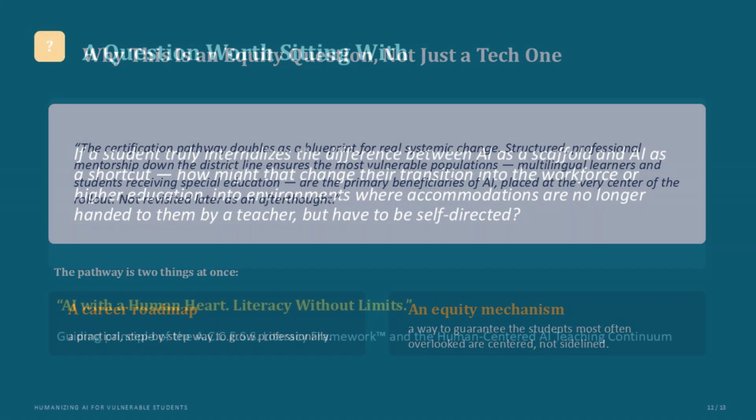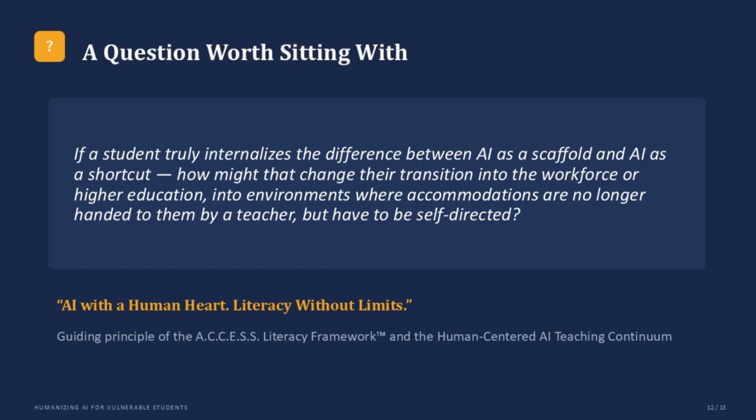And I want to leave you with a final thought to mull over as you step back into your day. Let's hear it. If a student truly internalizes that scaffold versus shortcut mindset with AI in, say, the 5th or 8th grade, how might that fundamentally alter their transition into the modern workforce or even higher education? Oh, wow. Right. Environments where accommodations are no longer provided by a teacher, but must be entirely self-directed through the mastery of these very technologies. That is something to think about.